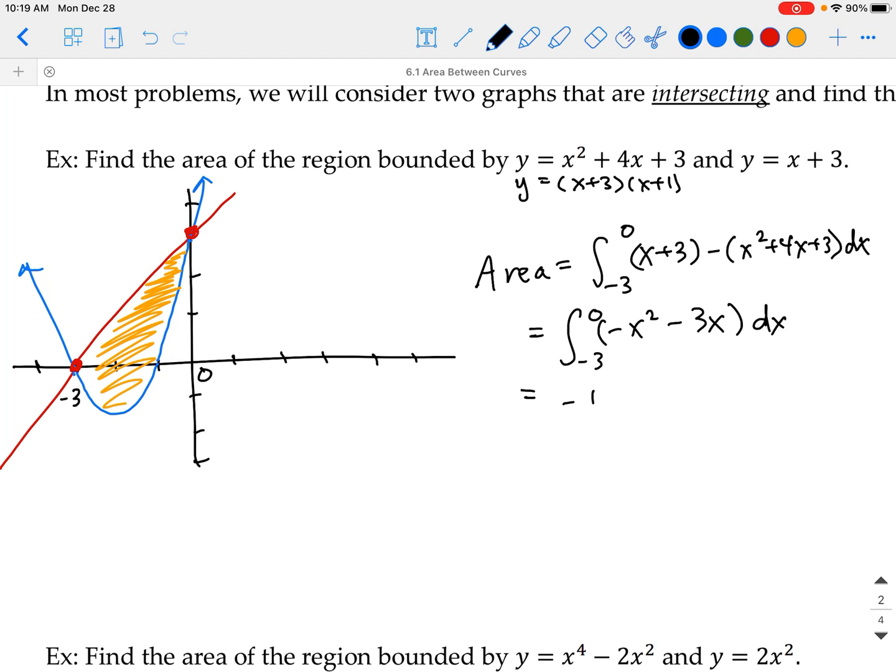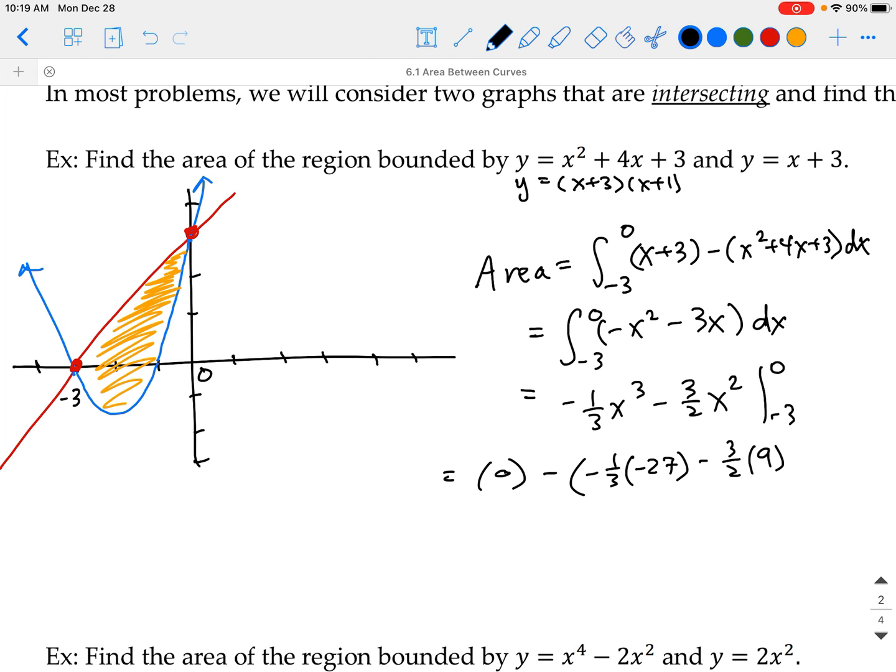dx. So our antiderivative is going to be negative 1/3 x cubed minus 3 halves x squared from negative 3 to 0. So that's going to give us 0 minus, and then evaluated at negative 3. So we'll have negative 3 cubed is negative 27 minus 3 halves times 9, since negative 3 squared is 9. So we can simplify that to minus, and then 27 divided by 3 is going to be 9 minus 27 divided by 2.